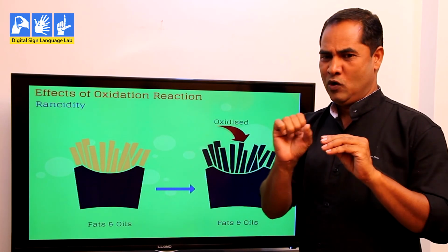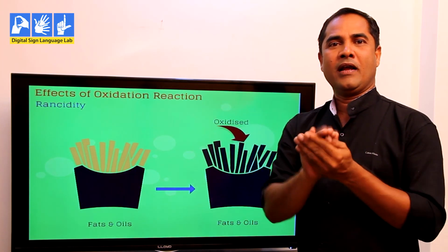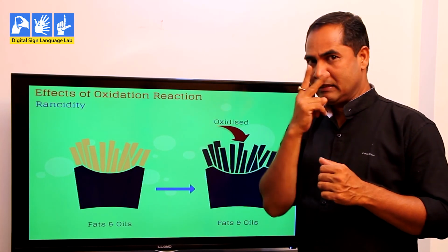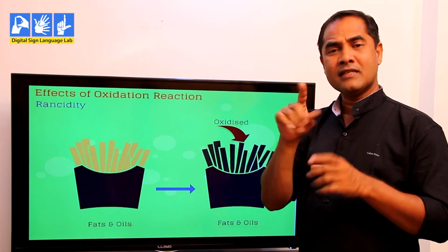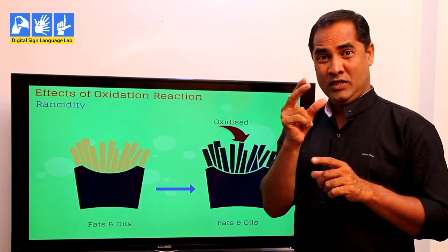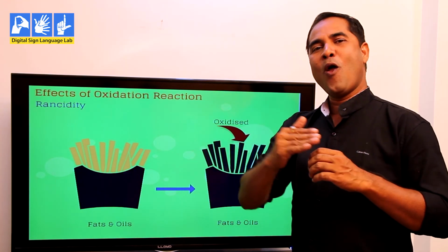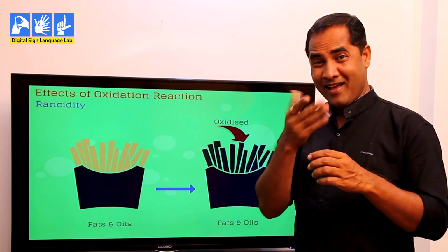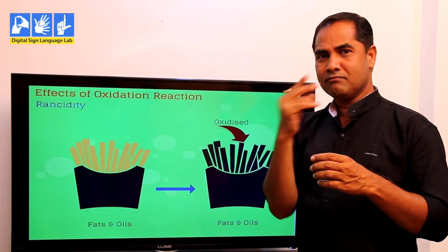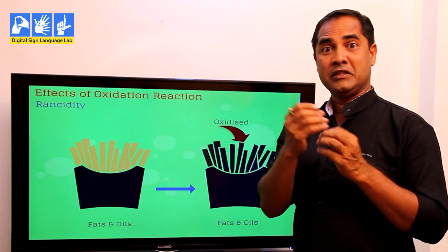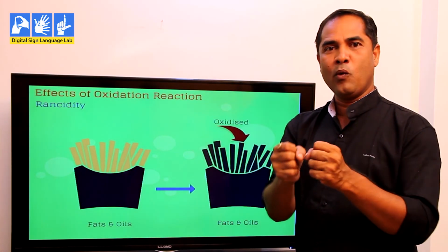So if you want to protect it for a longer time, you need to prevent contact with oxygen. For example, jams and other things that you want to protect, you have to keep in tightly sealed cans so that they can stay for a longer time without getting spoiled due to oxygen. And hence, oxidation reaction can have several negative impacts.